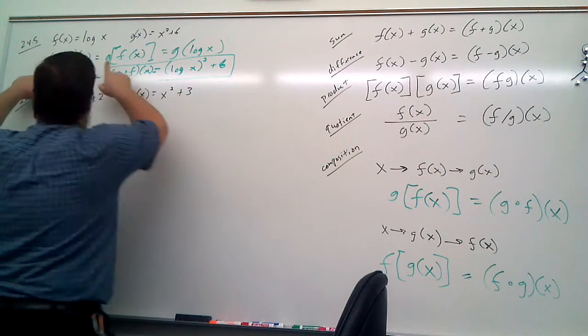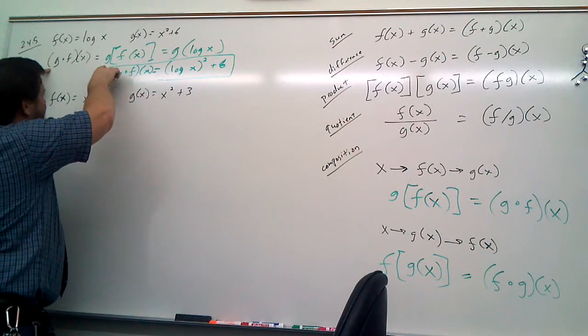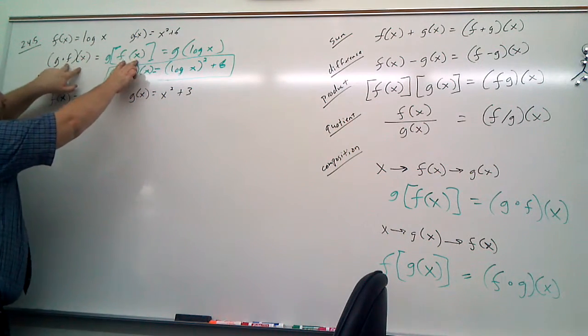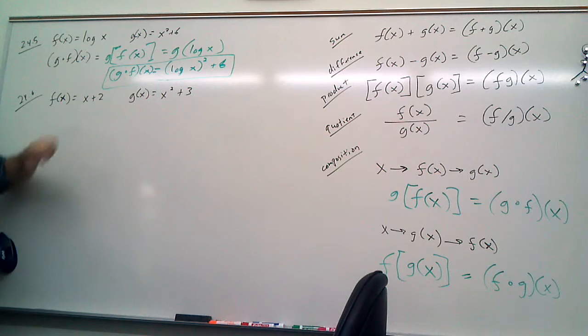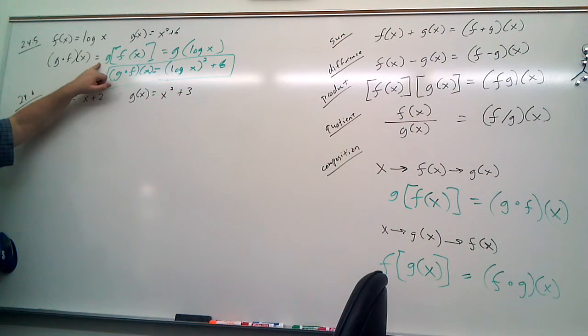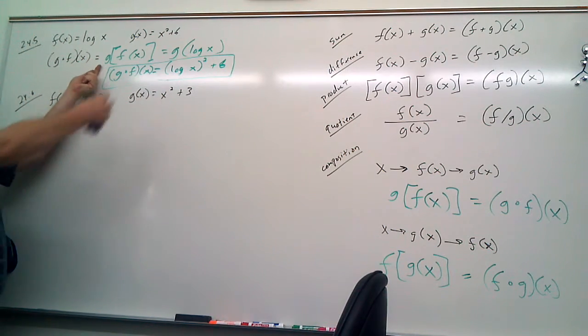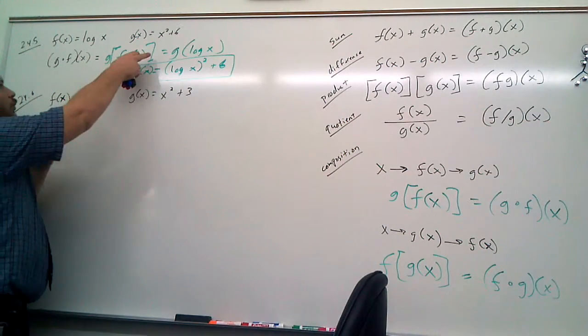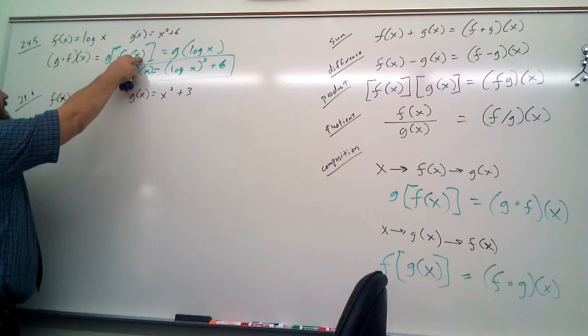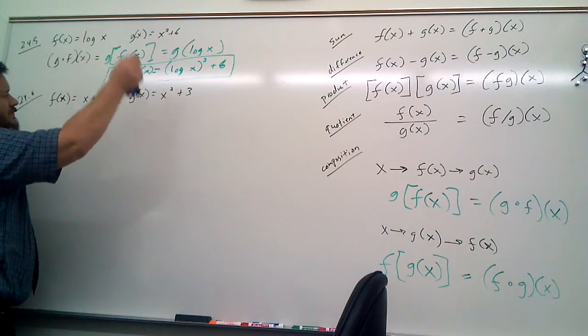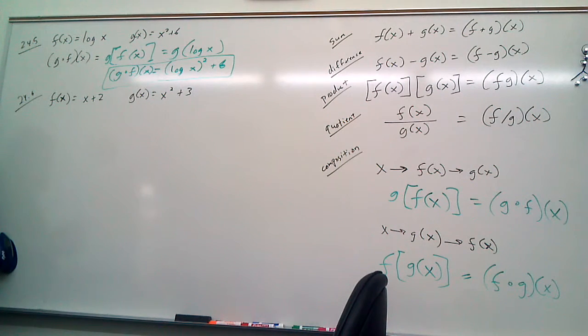G of f of x means we're finding the g of the f of x. So what we're plugging into the g function is whatever the f function is. That probably didn't help a whole lot.